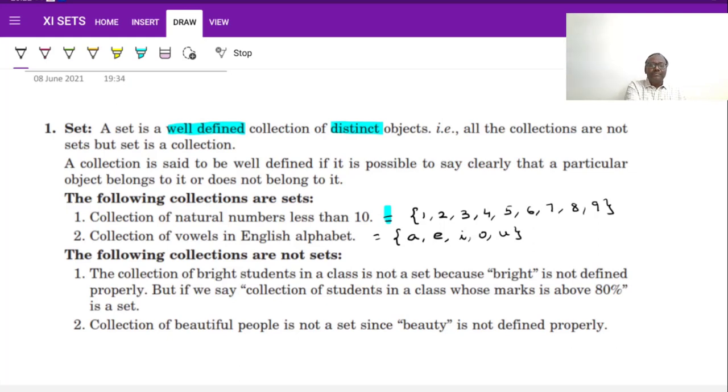Coming to the next example, collection of students in a class whose marks are above 80% is once again a set, because clearly we could identify the students who scored above 80%. So that will be a set. I hope all of you understood what is a set and what is simply a collection. One should understand that all collections are not sets, but a set is a collection.